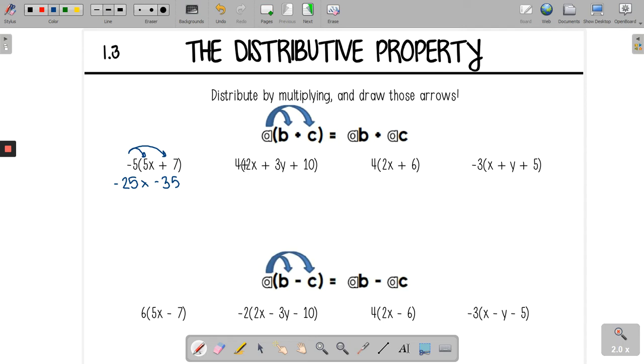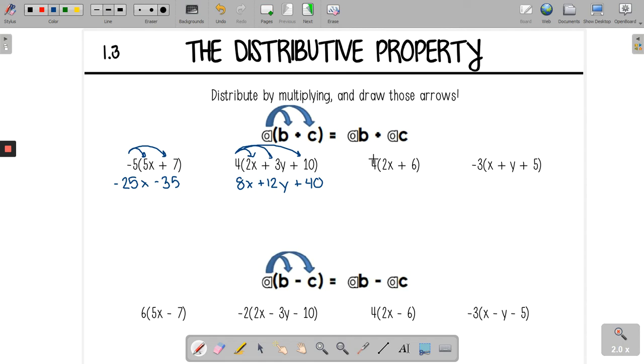And then the same thing for this next problem. 4 times 2x plus 3y plus 10. Take 4 and multiply it by 2x, and we get an 8x. Then 4 times 3y, which is positive 12y. And then 4 times 10, which is a positive 40.